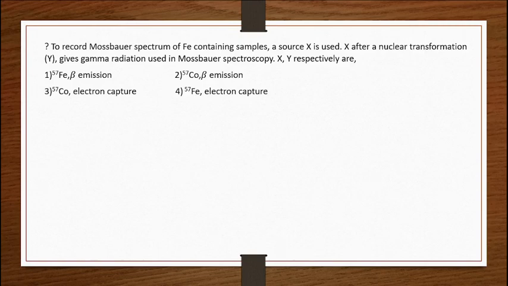So cobalt 57 upon electron capture forms Y and also gives the gamma radiation used in Mossbauer spectroscopy. So what is the nuclear transformation happening? That is the electron capture. So electron capture and cobalt 57 is the answer. So option 3 is the right answer. This is a June 2016 question. Option C, 3, is the right answer.